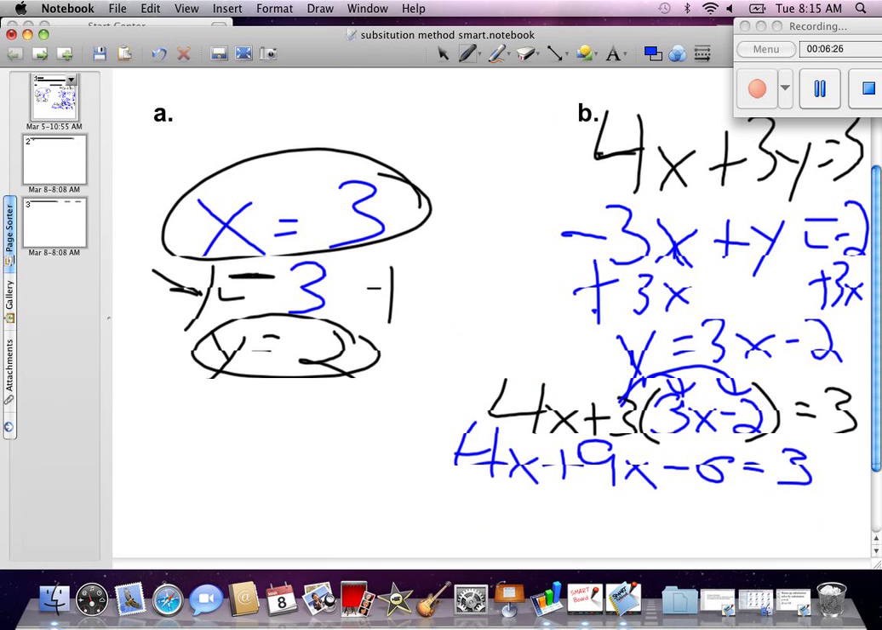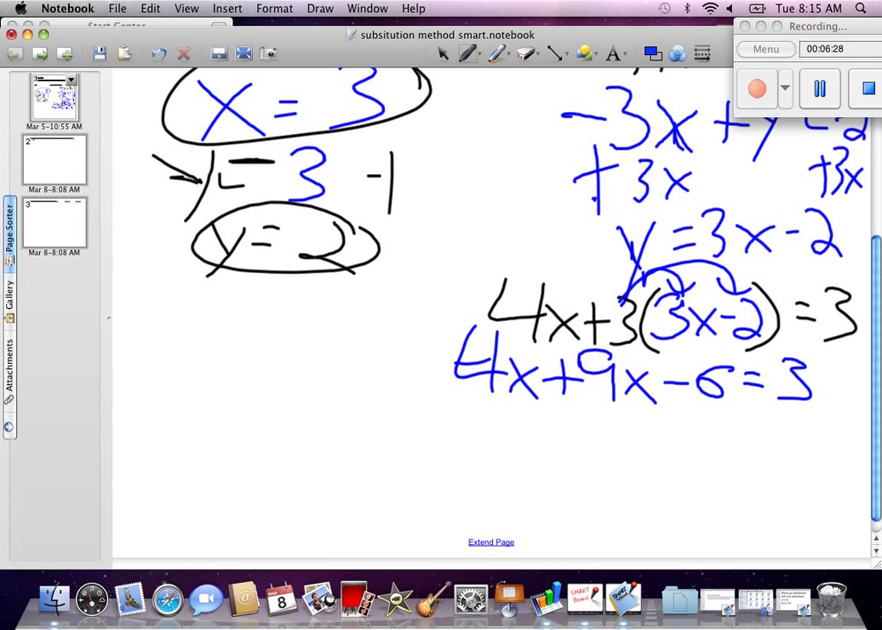All right, Brandon. What do I do now? I don't know. Can I put anything together, move something to the other side? What do I got? Dash, you want to help them out? Combine like terms. Which ones are like terms? 4x plus 9x gives us 13x?